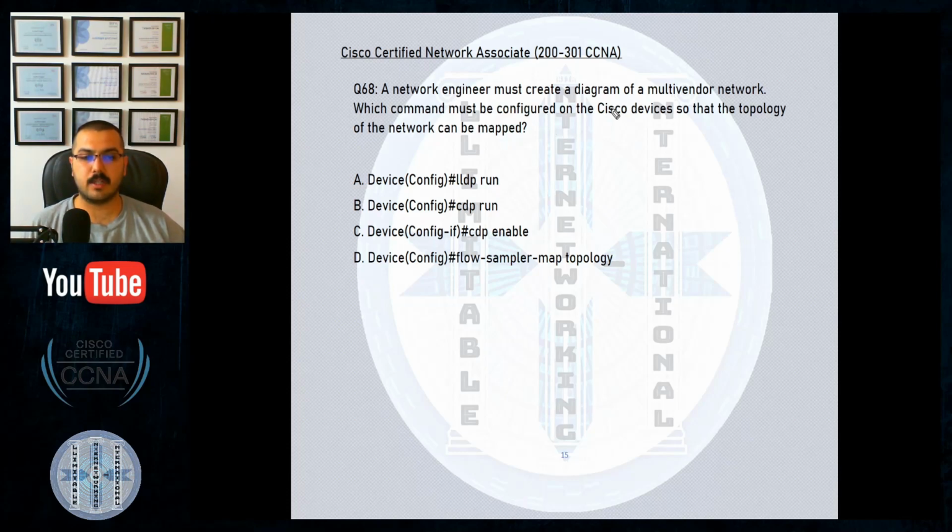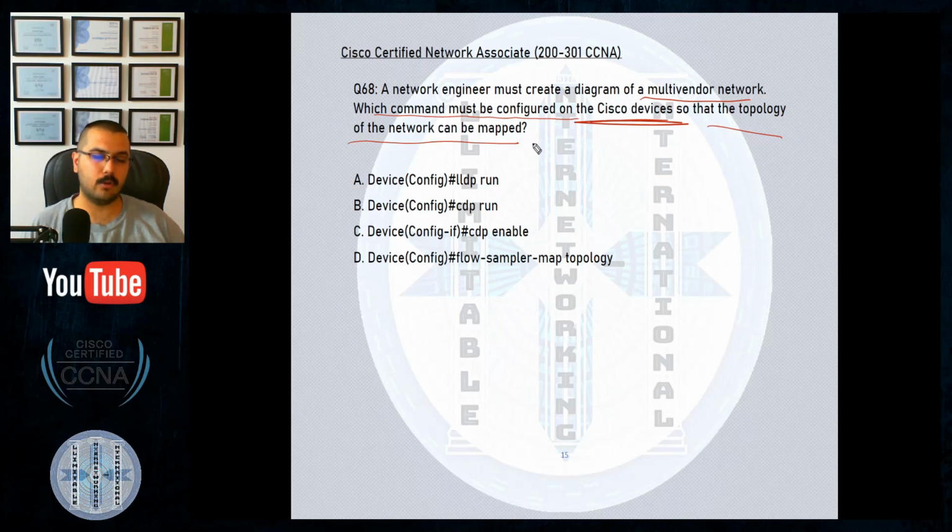A network engineer must create a diagram of a multi-vendor network, some routers from Cisco, some firewalls from Juniper, some multi-layer switches from Huawei, some maybe switches from Arista or routers from Nokia, etc. Right now I would sell a Nokia phone and buy a Nokia router. It will change. Okay, which command must be configured on a Cisco device so that the topology of the network can be mapped?